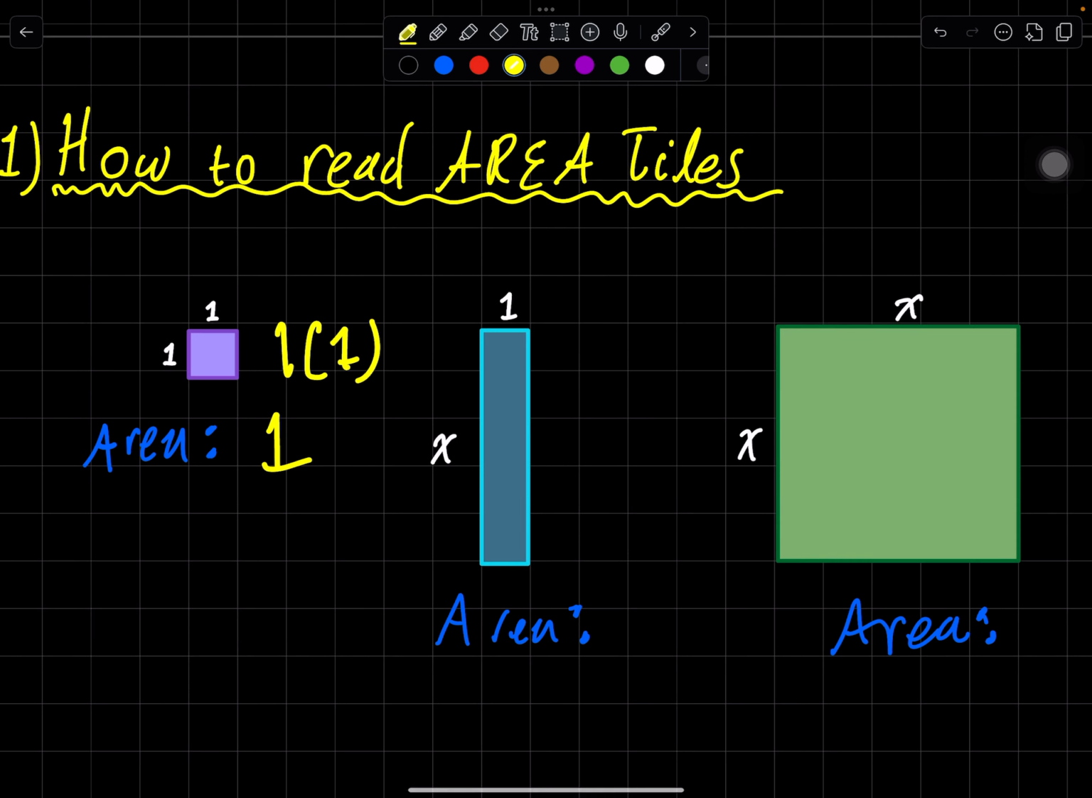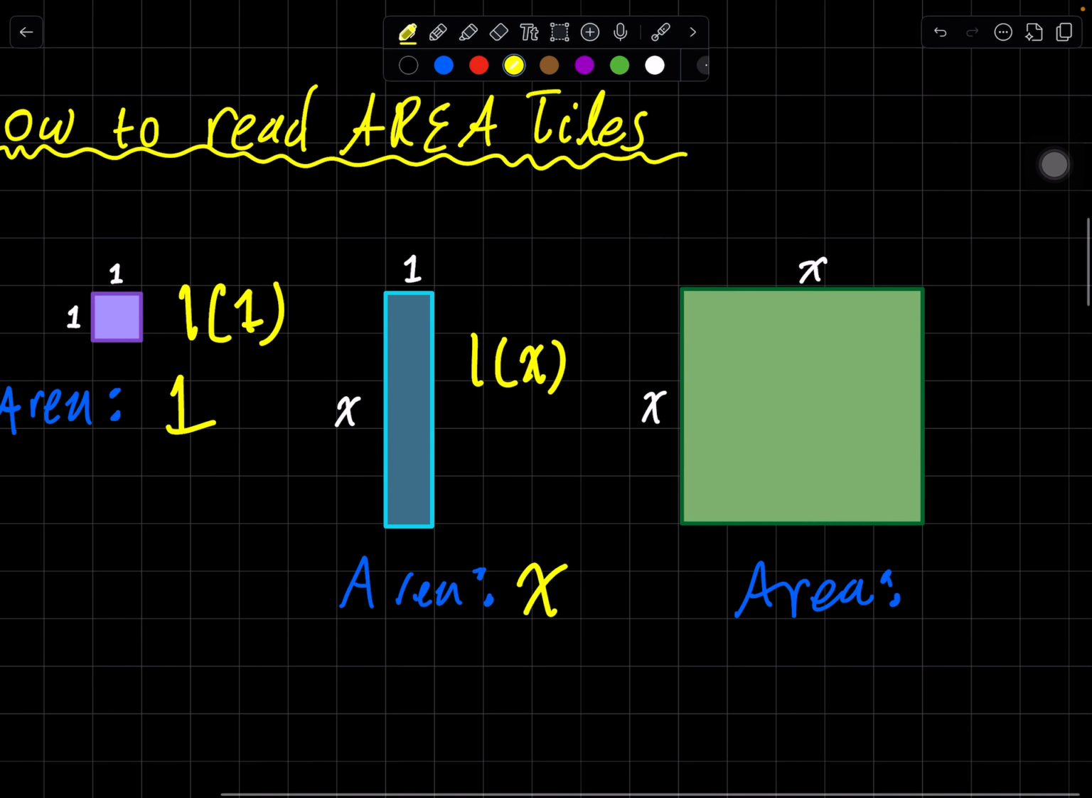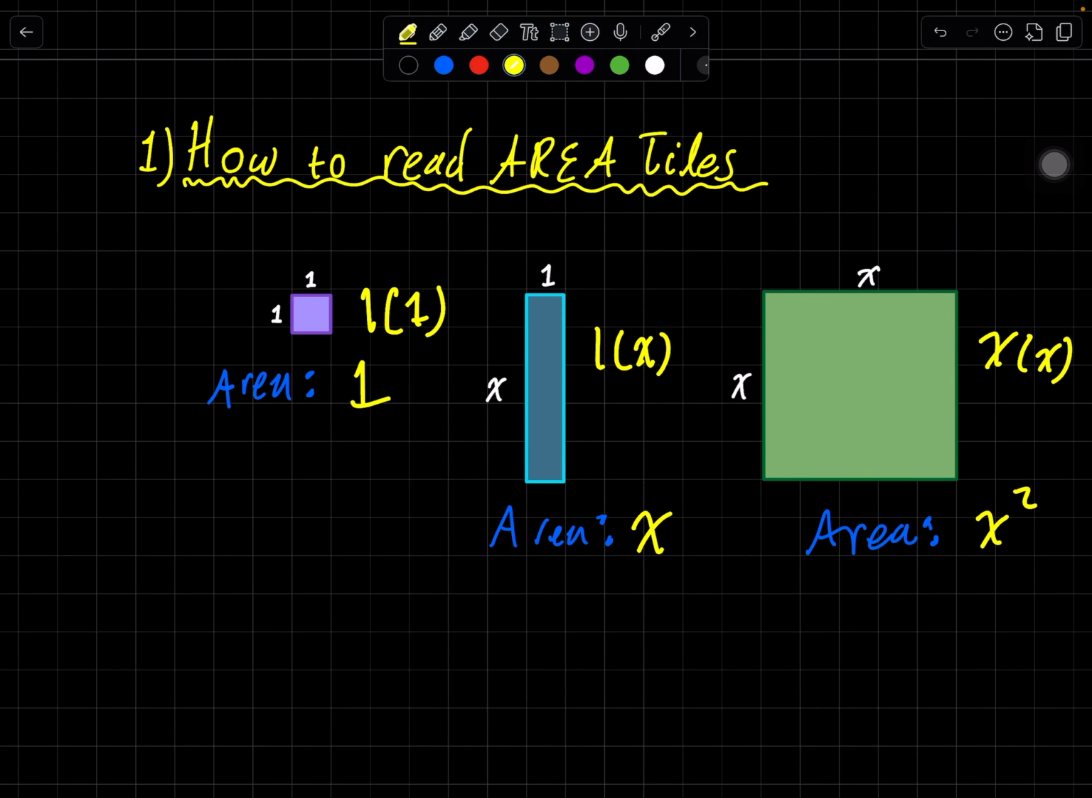The area of the blue bar would be 1 times x, which is its length times its width, which means that it's just x. And then the area of the final square, which is x by x, we just multiply x times x, and we get x squared. So these are the three areas that we'll be dealing with, and this will help us with some algebraic expressions.